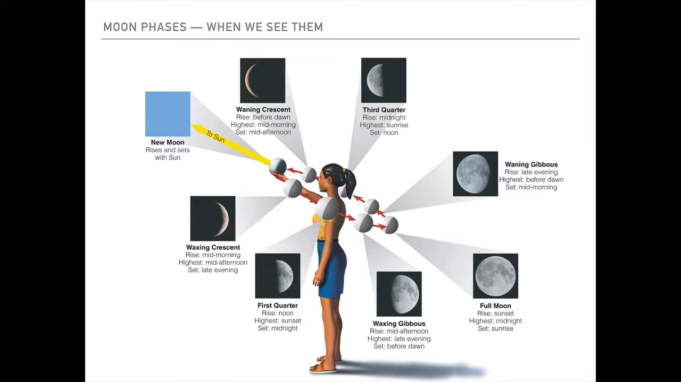Part 1 of this video explained why we see phases of the moon. Now, in Part 2, we'll explain the times of moonrise, highest point, and moonset shown under each phase in this figure from your textbook. Note that you do not need to memorize these times. Instead, we'll show you how to use a simple diagram so you can always figure them out for yourself.